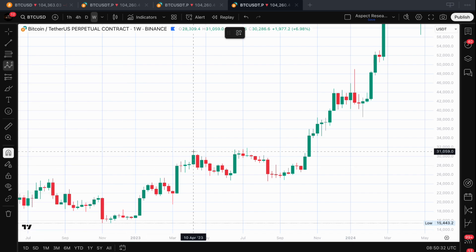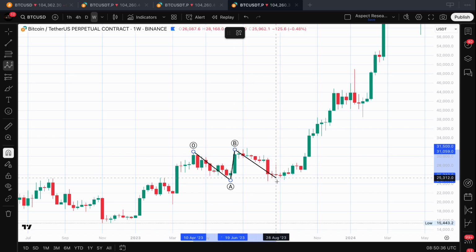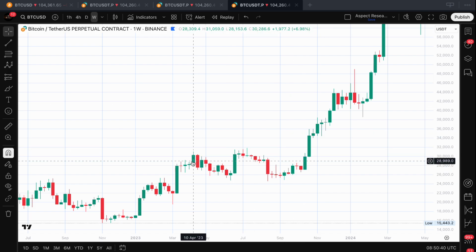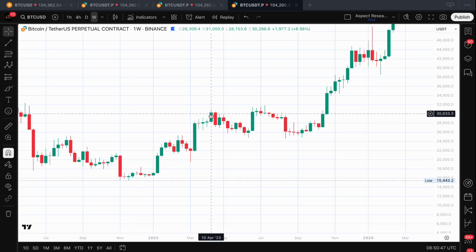What we had here is a flat correction, by the way, A, B, and C, but it doesn't matter really. Okay, now this was the wave 1 top. So we have a bottom and we have a top, and now we can square the chart.